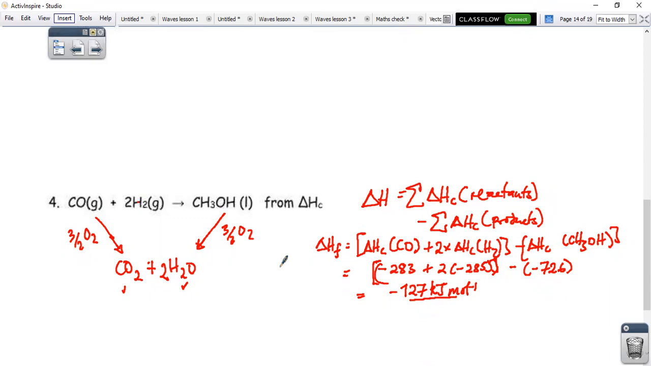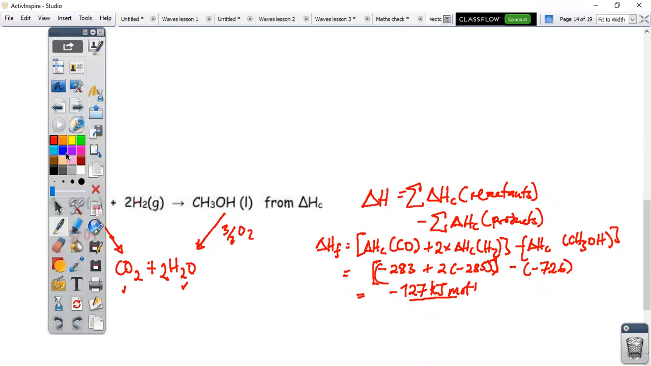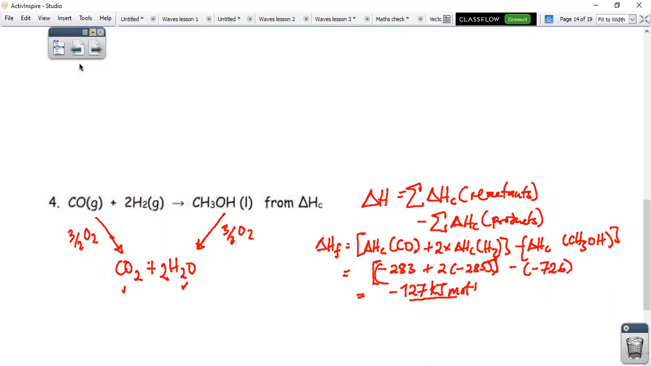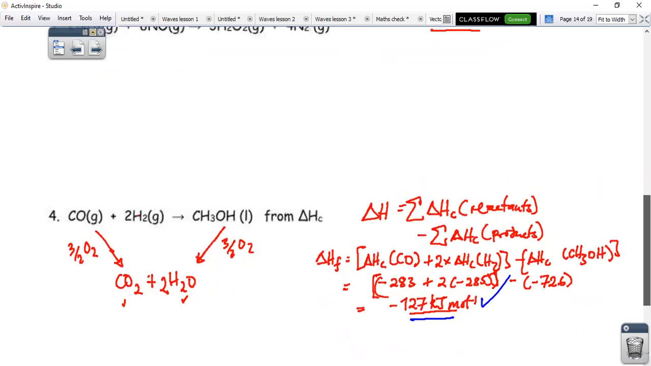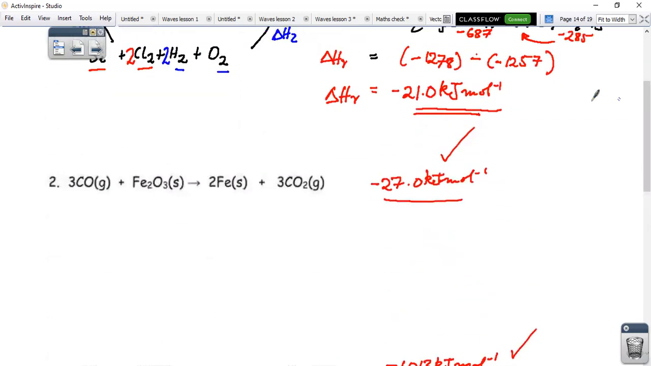Okie dokie. So that is it. We come to the end of Hess's Law, and I'll send you some exam type questions to have a look at. And then in the next lesson, we're going to be looking at bond enthalpies. How are you feeling about Hess's Law so far? More confident now. Good, well done.